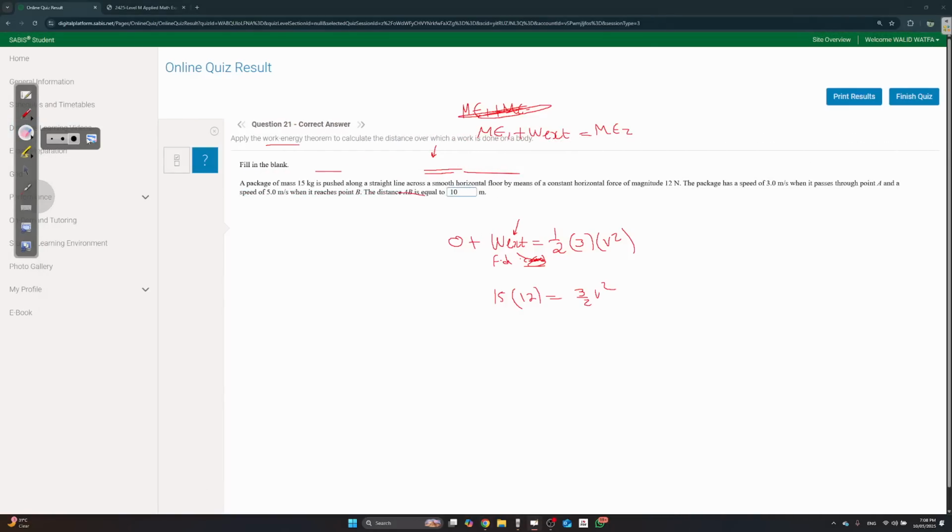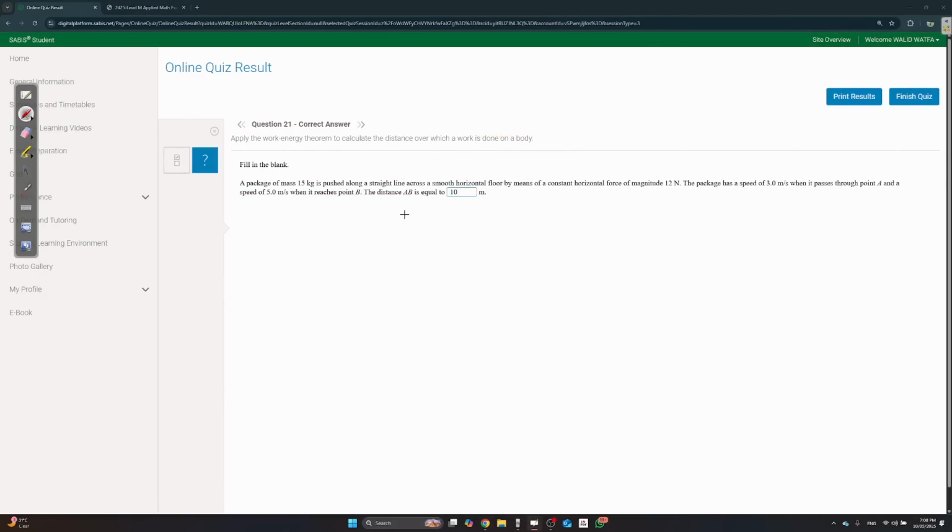Question 21. A package of mass 15 is pushed along a straight line across a smooth horizontal floor by means of a constant force of 12 newtons. The package has a speed of 3 when it passes through A and a speed of 5 when it reaches point B. The distance AB is equal to what?